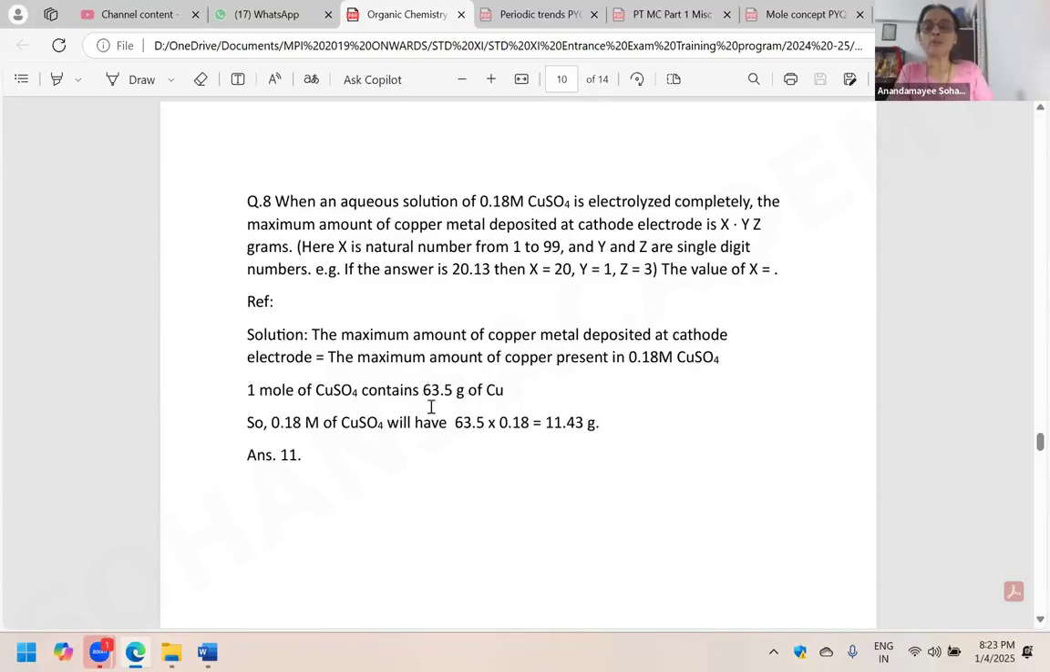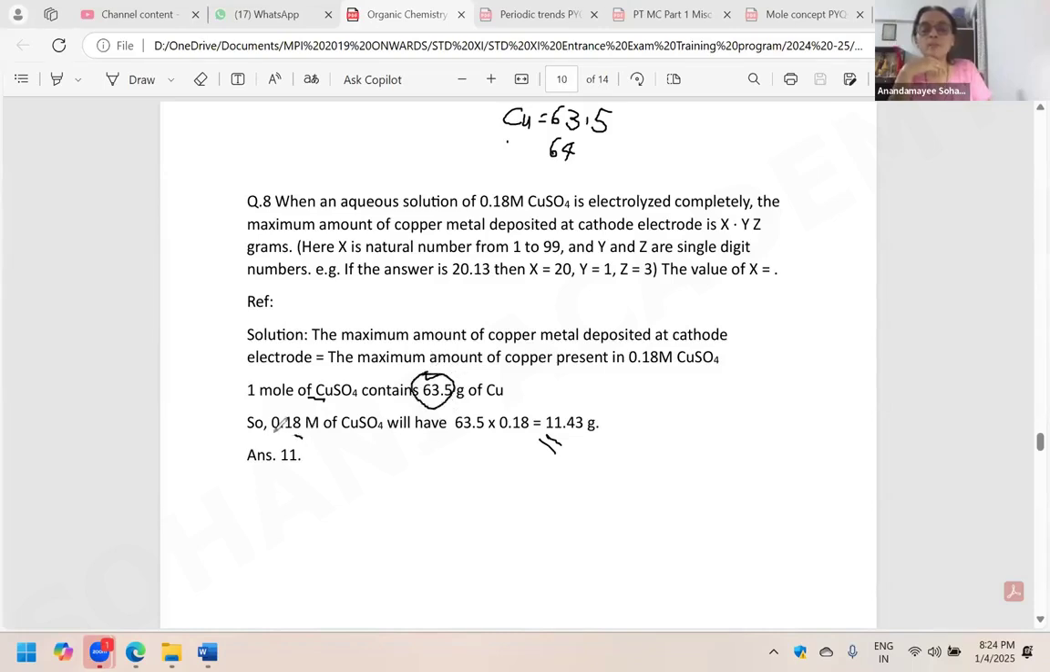Whatever molar atomic mass is given in your information above, use that. If they have given copper as 63, take it as 63. If they have given 63.5, take it as 63.5. If they have given 64, take it as 64. Don't use your own common knowledge, because the answer that comes in accordance with the values given above will be the valid answer. So please check the values given above, but 1 mole of copper sulfate will definitely have 1 mole of copper. So you have to take the atomic mass of copper, whatever is given in the useful information above. So it will contain this much of copper.